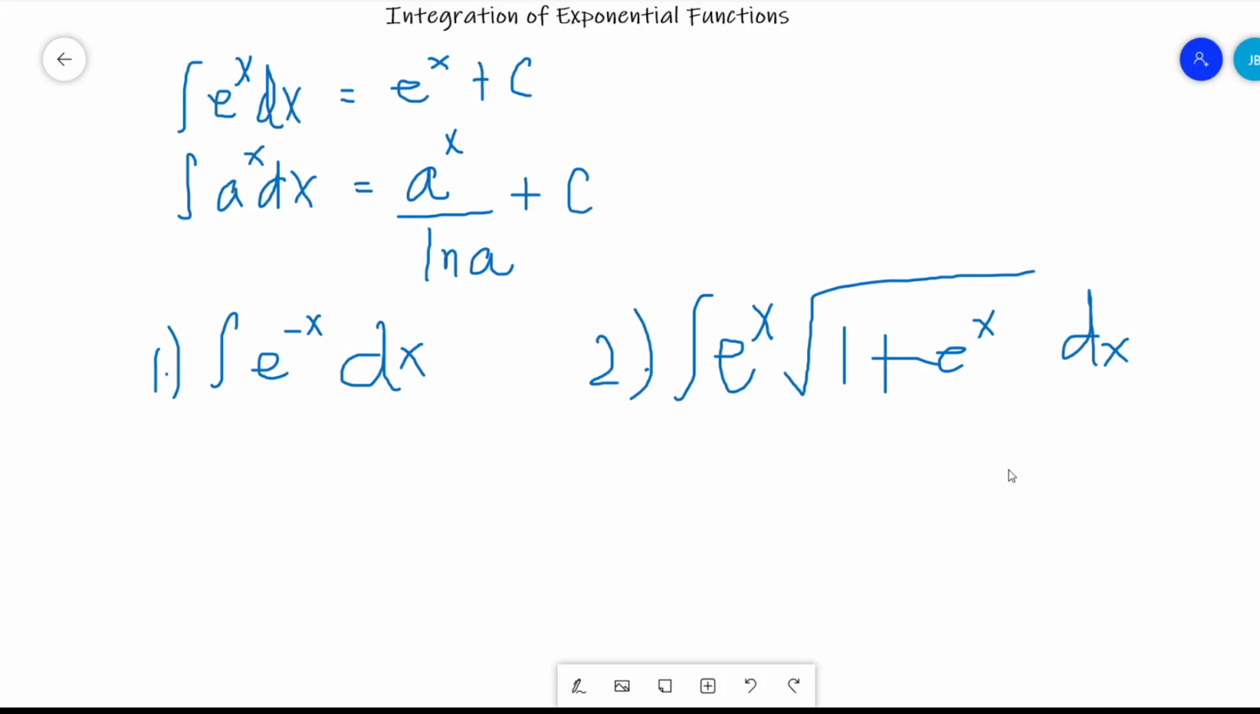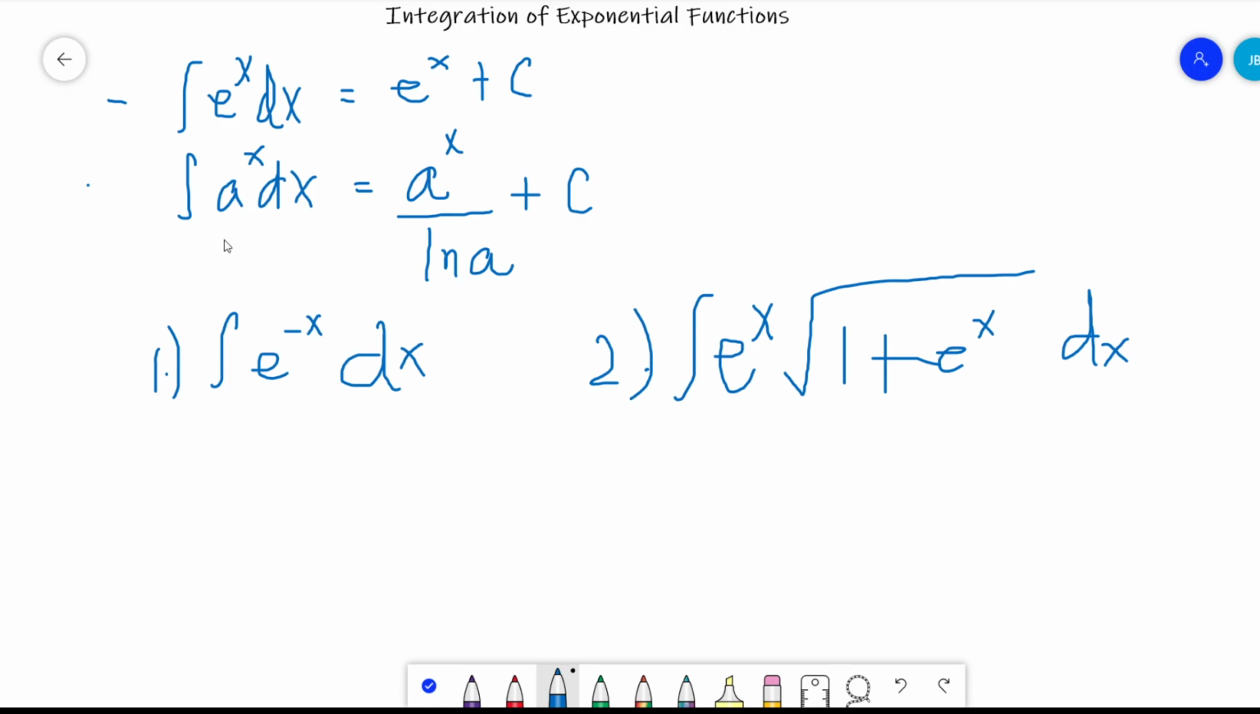Hello everyone, good day. Today I'm discussing the integration of exponential functions. Okay, so here are the formulas on how to integrate exponential functions. Let's say for example you have the integral of e^x dx, that's just equivalent to e^x + c.